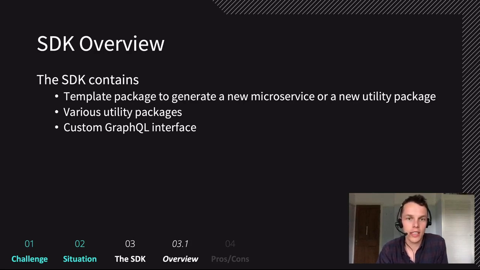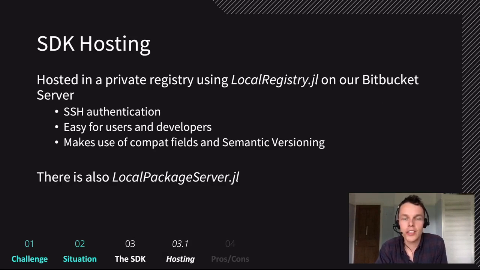Before we look at the details, let's quickly discuss hosting. Julia's use of registries makes it very easy to host an SDK in a registry separate from the general registry and make this private if you wish. We use LocalRegistry.jl to create a private registry on our Bitbucket server, which is behind SSH authentication. And that works really well.